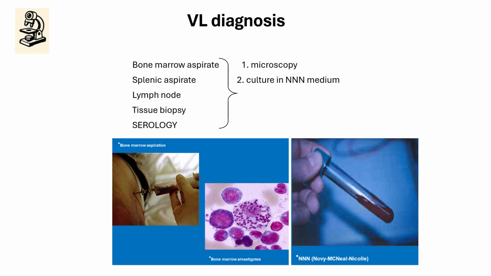For diagnosing the visceral form, we must sample internal tissues where the parasites reside. The gold standard involves bone marrow aspiration, or more rarely, splenic or lymph node aspirates. These samples are then analyzed using microscopy to identify amastigotes or placed into a specialized NNN, Novy-MacNeal-Nicolle, culture medium to encourage parasite growth. Additionally, serology can play a supporting role in confirming the systemic infection.